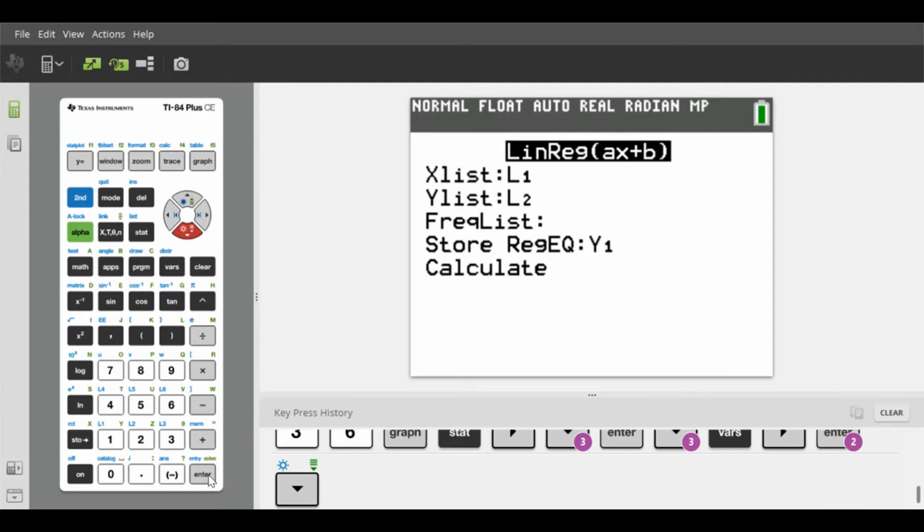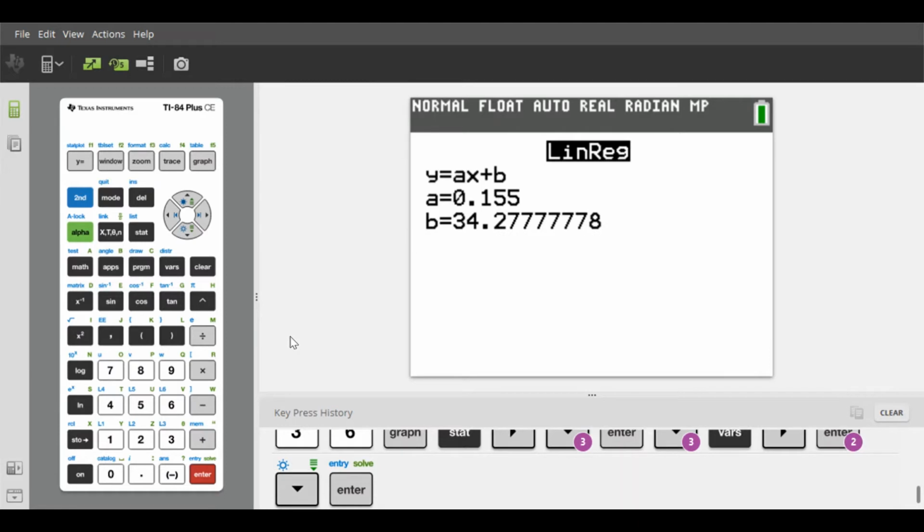When I do that, I scroll down to Calculate, I hit enter, and it gives me my equation. It says Y equals AX plus B, where A is 0.155 and B is 34.2777, repeating, and then it rounded that last 7 to an 8. So that is our equation. I'll go back to our notes and write it down for you so you can see exactly how it's listed out. Essentially, all we're doing is replacing that A with 0.155 and that B with 34.27, so that it looks like Y equals 0.155X plus 34.278, and that is your equation.